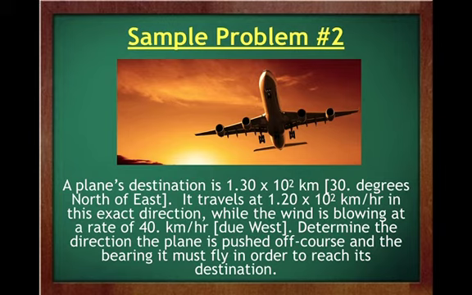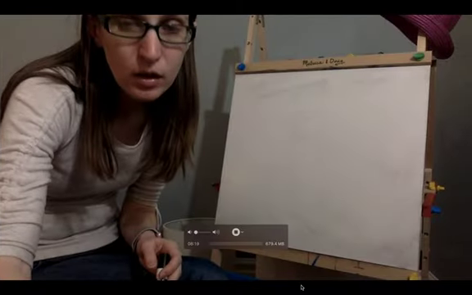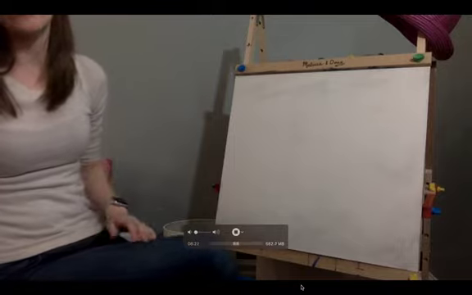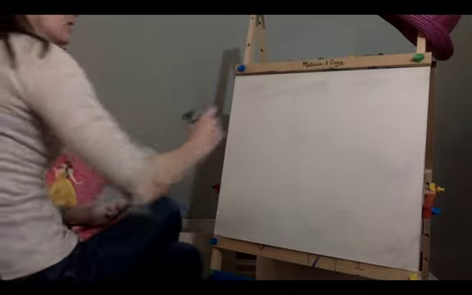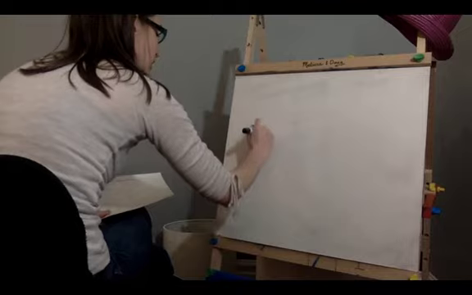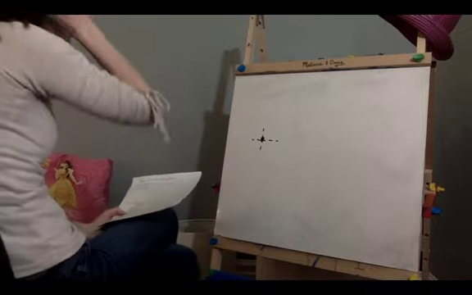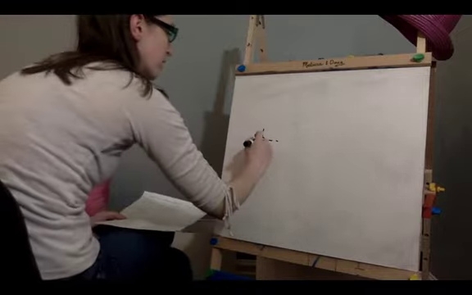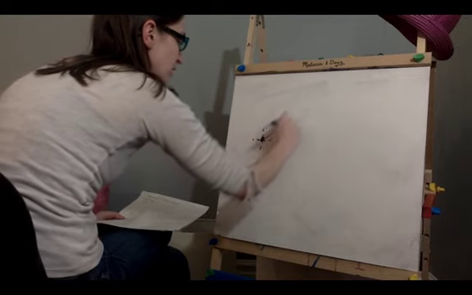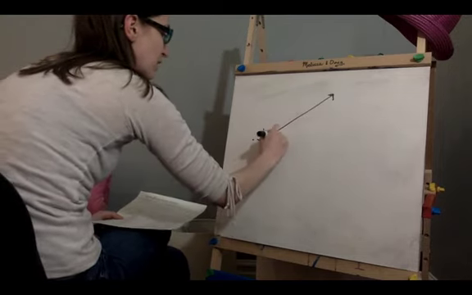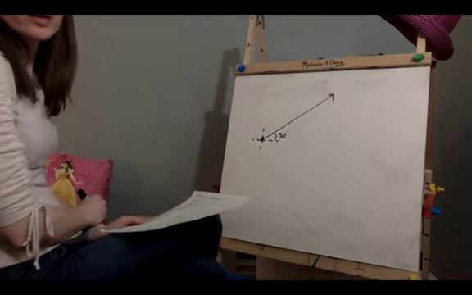Determine the direction the plane is pushed off course and the bearing it must fly in order to reach its destination. So again, with this particular problem, you want to set up the information that you have. Let's go back to the whiteboard. So the first thing we have is that we know that our plane is headed at a bearing of east 30 degrees north, all right? So we know the plane is heading this way, where that angle in there was 30 degrees, okay?